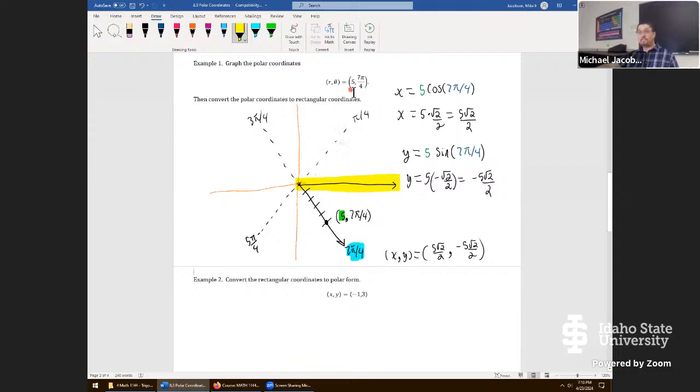So if we're plotting 5, 7 pi over 4, what we do is we rotate until we get to 7 pi over 4. Here it is. And if it's a positive 5, we just count 5 tick marks down, and we end up right here. At distance 5 down at the angle measurement, 7 pi over 4. Might as well put that 5 there. So that's the punchline to polar coordinates. Any questions about it so far?